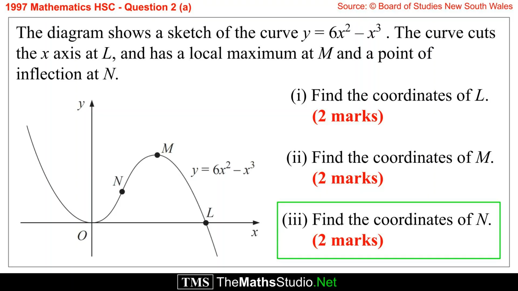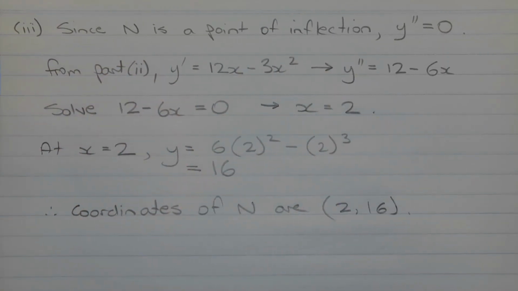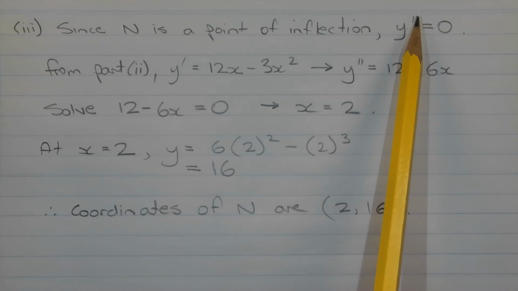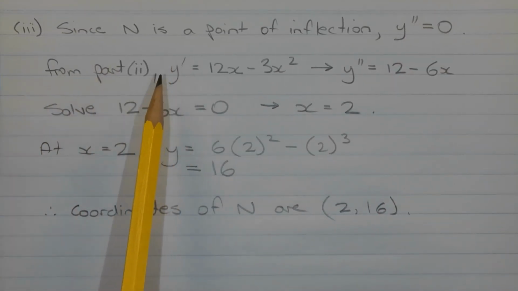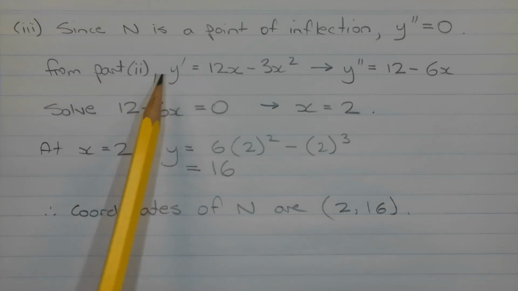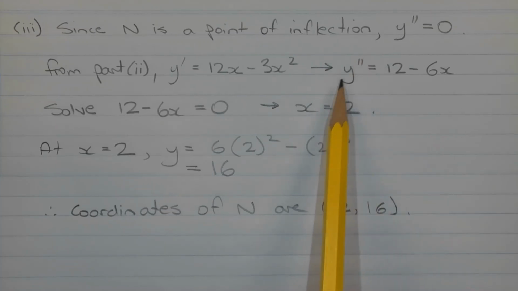Part 3. Find the coordinates of N. Since N is a point of inflection, which is given in the question, the value of the second derivative y double dash is equal to 0. Now from part 2, we found the first derivative, y dash is equal to 12x minus 3x squared. So to get the second derivative, we just have to differentiate the first derivative one more time with respect to x. So differentiating y dash, we get y double dash, or the second derivative, is equal to 12 minus 6x.